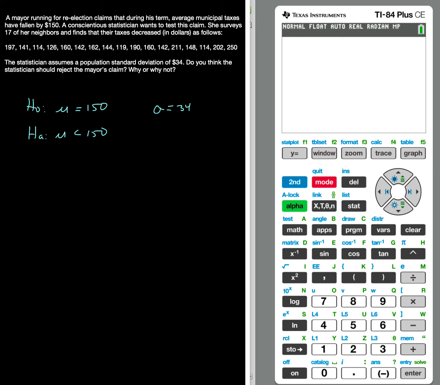Example, and this is the situation where we're running a test. It's a left-tailed test. You can read it if you want to, but this is my null and my alternative hypothesis. In this particular case, they give me the population standard deviation, and they give me a list of values, right? Now there's 17 values here.